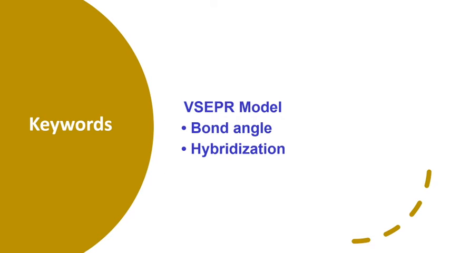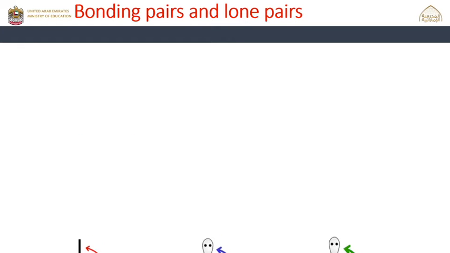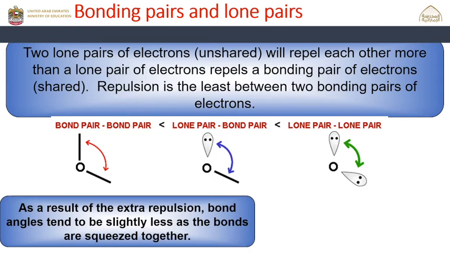As you go through this lesson, it is very important for you to look at the following words: VSEPR model, bond angle, hybridization. Two unshared lone pairs of electrons will repel each other more than one lone pair repels a bonding pair of electrons. Repulsion is the least between two bonding pairs of electrons. As a result of the extra repulsion, the bond angles tend to be slightly less as the bonds are squeezed together.